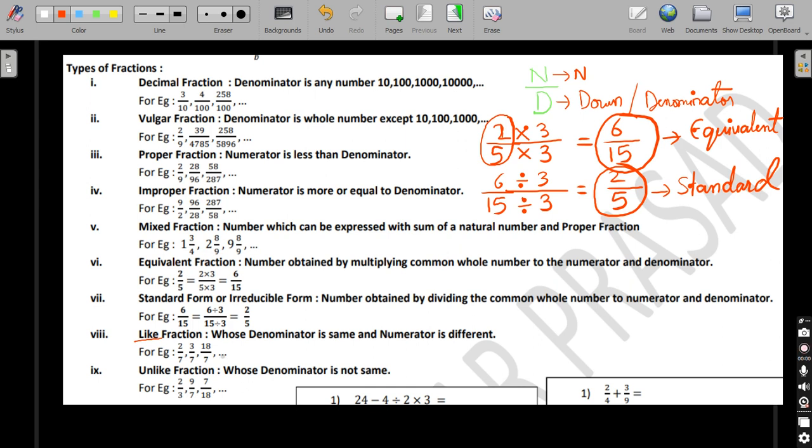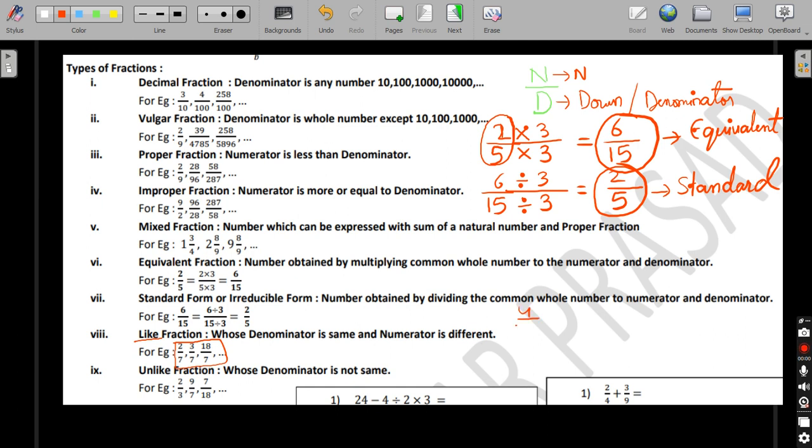Now how will I understand this in like fractions? So 2 by 7, in like fractions we check that the denominator part should be the same, as you are able to see here. 2 by 7, 3 by 7, 18 by 7. What you are able to see here, the common denominator is 7. So if the denominator is the same, then we call it a like fraction.